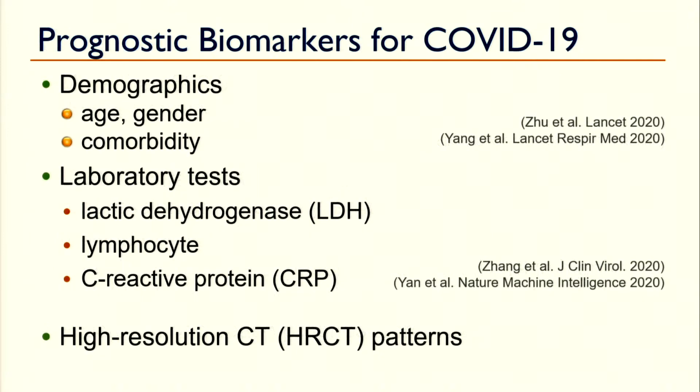Several prognostic biomarkers have been suggested for COVID-19 in the literature, such as patient demographics and laboratory tests, as shown on this slide. Another possibility would be to use imaging methods, such as high-resolution chest CT, as prognostic biomarkers.